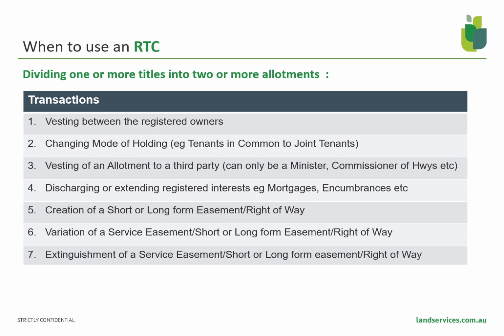Fifthly, the creation of short or long form easements shown on the plan of division must be done in an RTC document. Finally, the last two notes relate to the variation and extinguishment notes shown on the plan of division, which are considered transactions. The only exception is when the easement area that is being extinguished is vesting as public road or reserve.